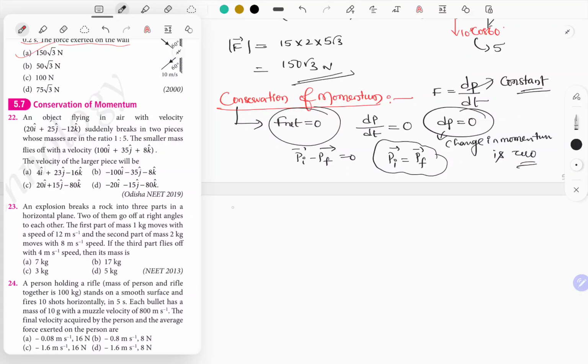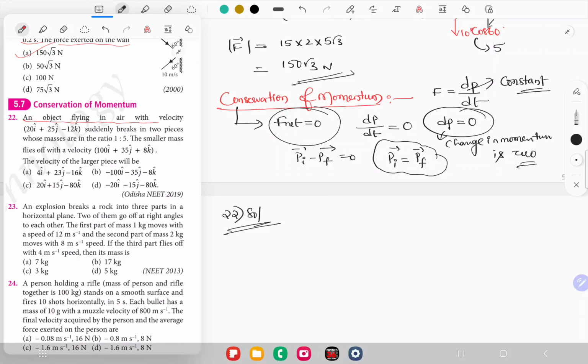Okay. Look at question number 22 and let's try to solve that question. Try to pause the video and try to answer by your own. Then you will get an idea. If you are not getting the answer, just go ahead with the video. Okay, let me start. An object flying in air with a velocity 20 i cap plus 25 j cap minus 12 k cap.